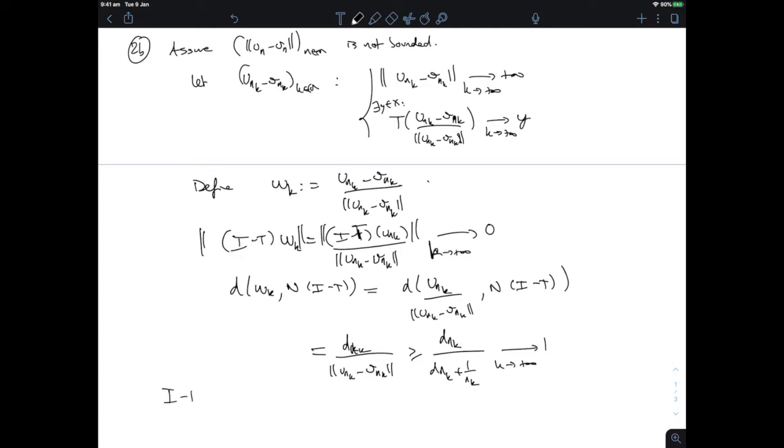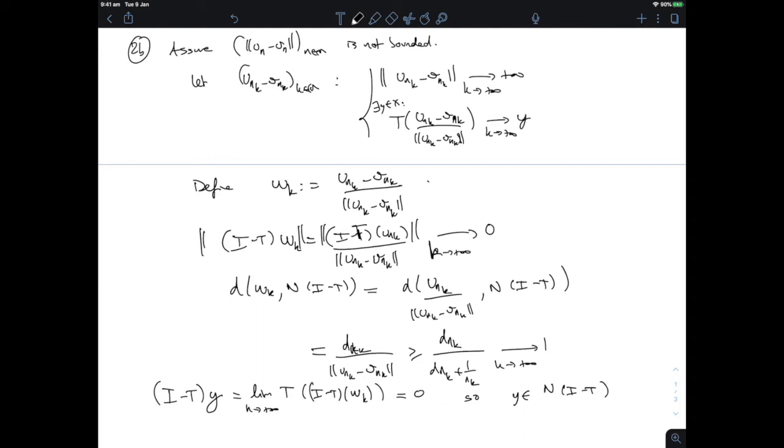Well, what happens if I look at (I minus T) of y? Well, (I minus T) of y is really the limit of T of (I minus T) applied to w_k as k goes to infinity. But we've just seen that (I minus T) w_k goes to 0, so this goes to 0. So this is telling me that this y that we got here as the limit of the T w_k belongs to the null space of identity minus T.